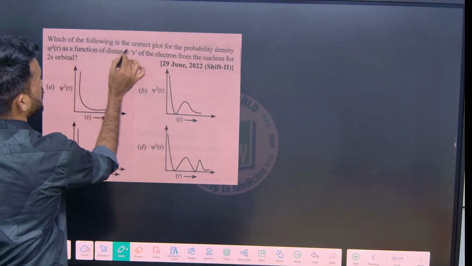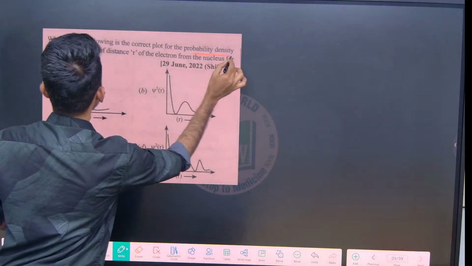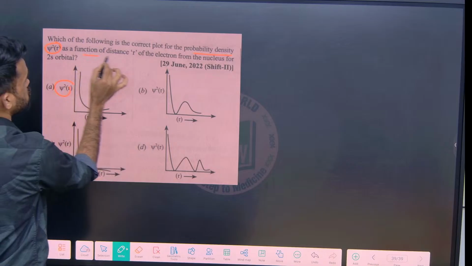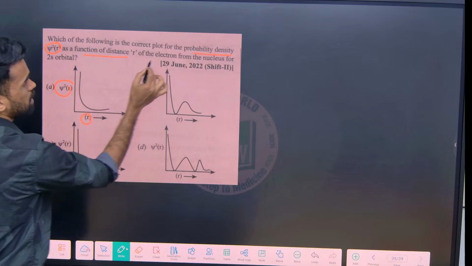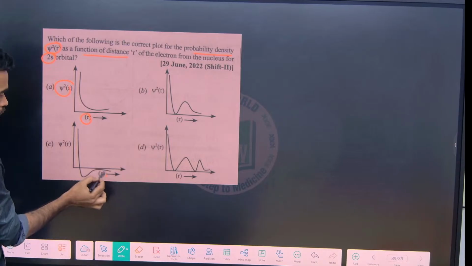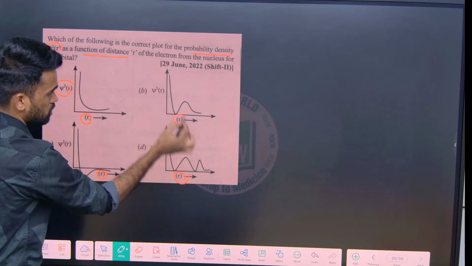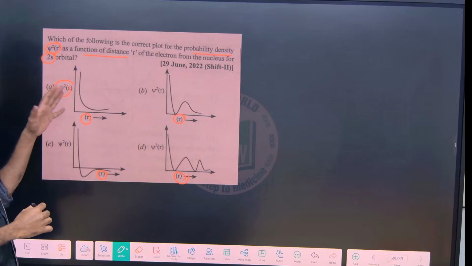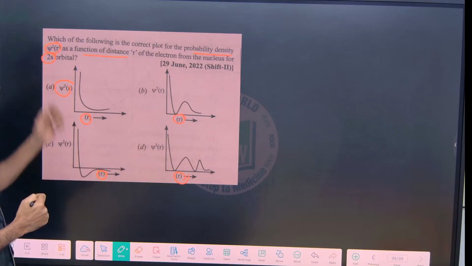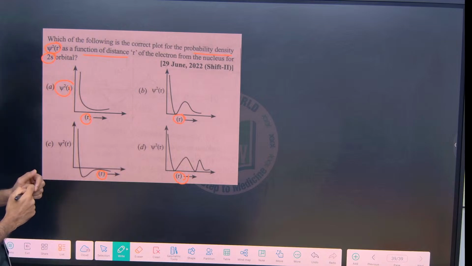Which of the following is the correct plot for the probability density, that is, probability density psi square as a function of distance r of an electron from the nucleus for the 2s orbital? See, first of all, if you observe, the x-axis is r. So here the graph is for radial distribution, which I can also call probability density.